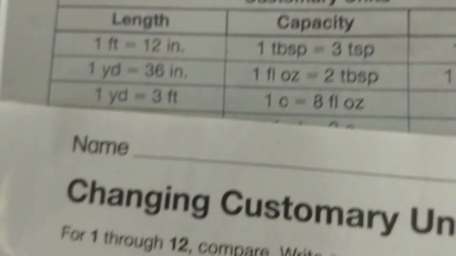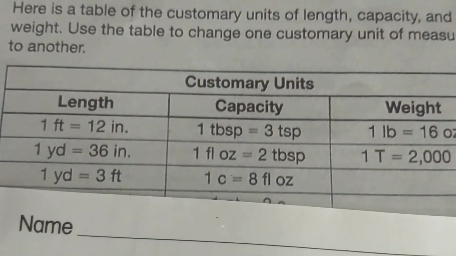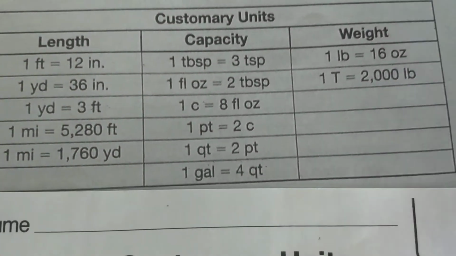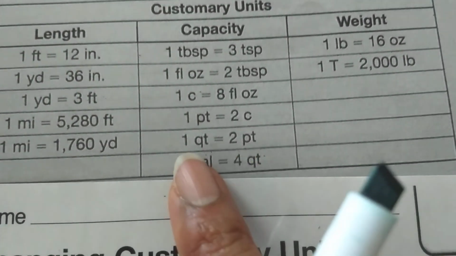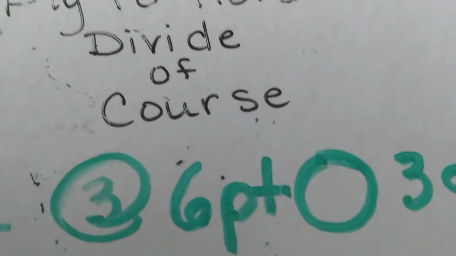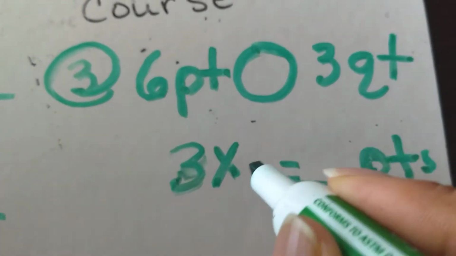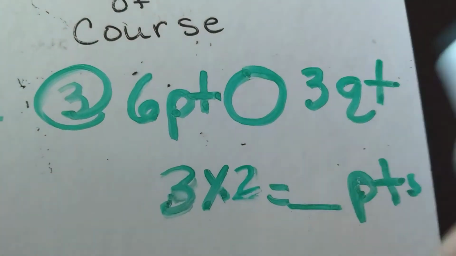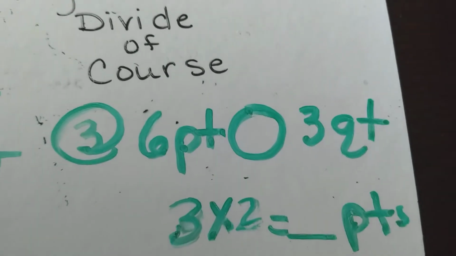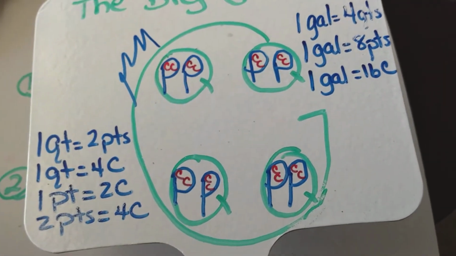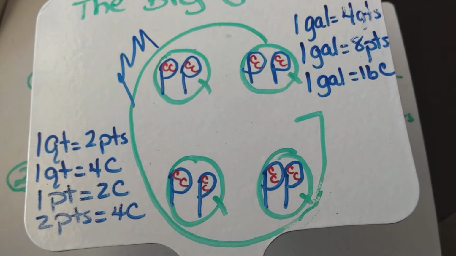Let's look at the top, pints and quarts. Now we're comparing pints to quarts. 1 quart equals what? 2 pints. That's on my chart, so I'm simply going to multiply times 2, right? I also could have used the big G or King Gallon to help me solve this.